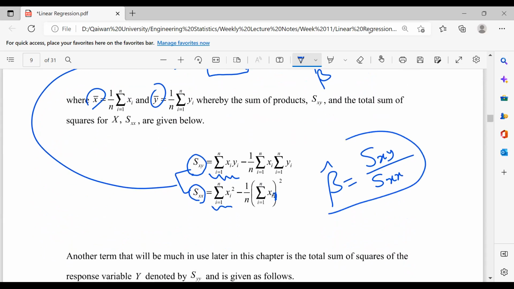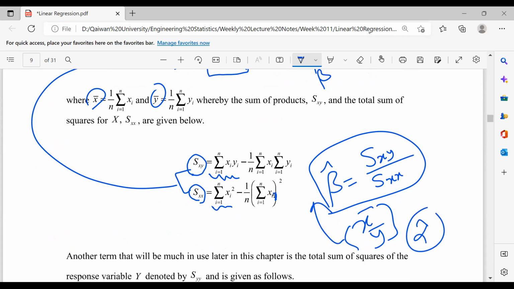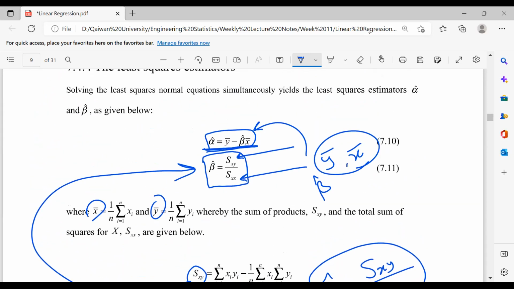After finding beta hat, we need to find x bar and y bar. From these three, we can get alpha hat also. We must first find beta hat, and then find alpha hat, because alpha hat depends on beta hat. As you see in the rule above, alpha hat is y bar minus beta hat x bar.